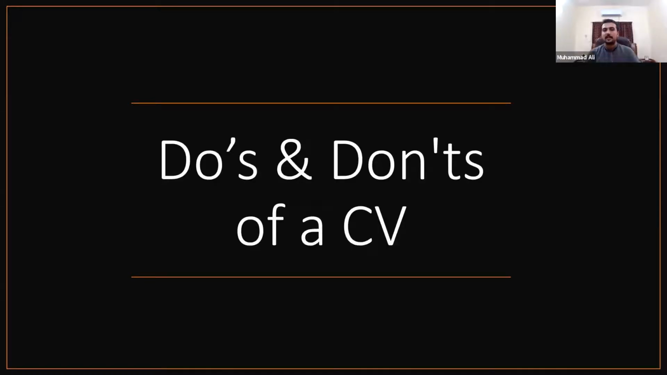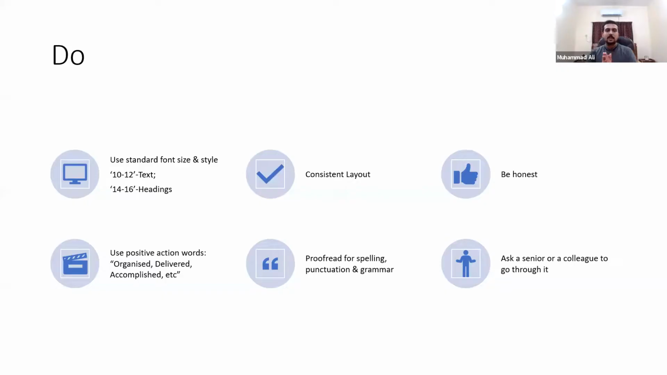So, do's and don'ts of a CV. I hope some of the questions that have been coming up so far might get answered through this section. Whenever making your CV, use a standard font, size and style: 10 to 12 for text, 14 to 16 for headings. Consistent layout. So that question, whether we can use left indentation or right indentation, yes, we can do that. It has to be consistent and properly formulated so that the document looks complete and nice. Whether it's right or left doesn't matter.